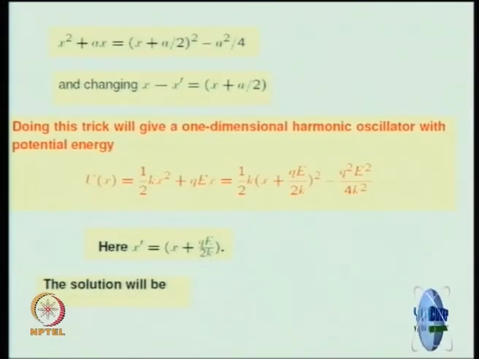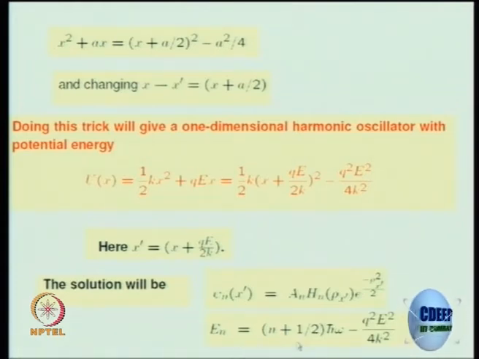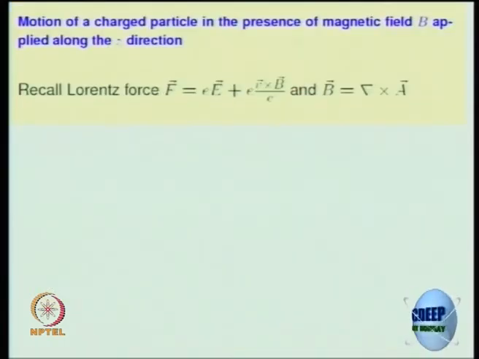Okay, so I have just said here the solution will be shifted by that x prime coordinate, and if you remember your earlier coordinate, you can rewrite it and you can say that the energies are n plus half h cross omega for the excited states, but every energy level is shifted by q squared E squared by 4k squared in the negative direction. Okay.